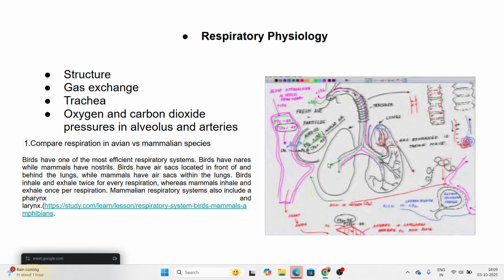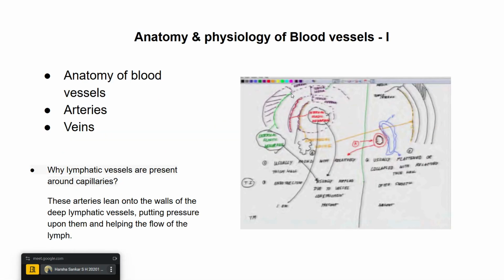The mammalian respiratory system also includes a pharynx and larynx. So this was mainly a respiratory physiology recap. Now, looking at the next topic, the anatomy and physiology of blood vessels. Sir mainly talked about the main difference between arteries and veins.